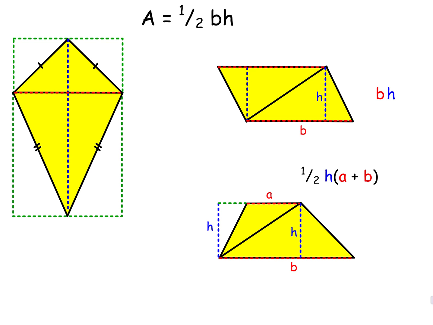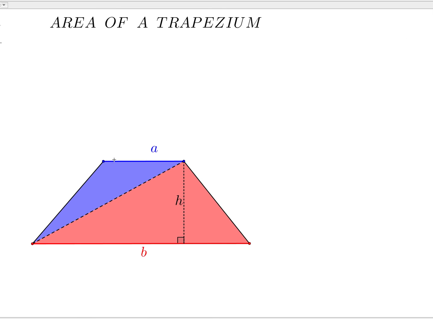And finally, the trapezium. As I mentioned, there's two triangles. So if you put in this diagonal, there's two triangles. There's the bottom one in red. It's got base B, height H. Its area is a half BH. So the red one's a half BH.